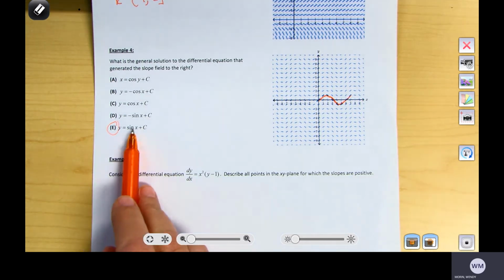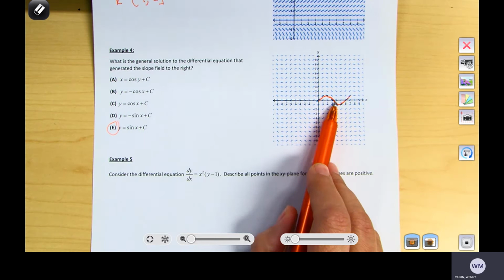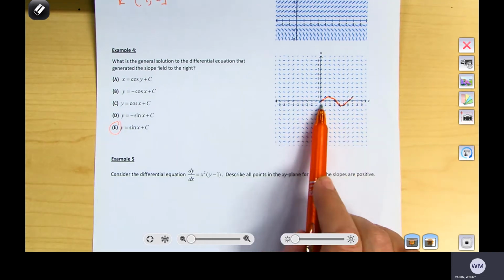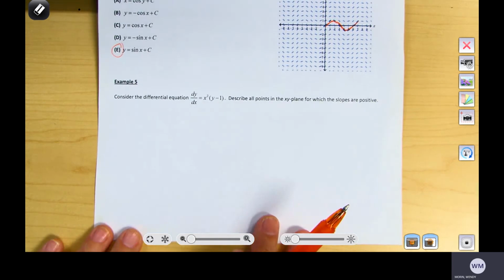Okay, so we found a solution by using slope fields. And if you recall back in section 7.1, or actually 7.2, they gave us the solution to verify. We're going to eventually get to trying to find the solution ourselves. This is the graphical way of trying to find the solution. All right, let's look at example number 5, last example.